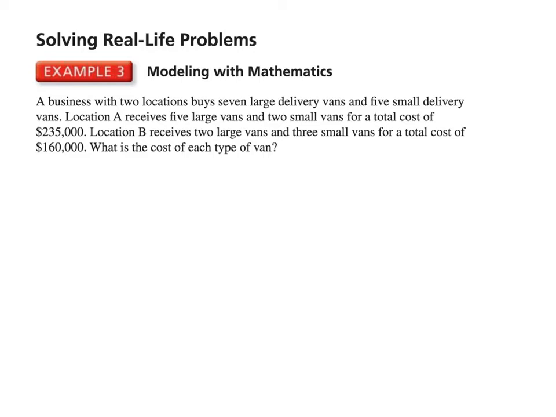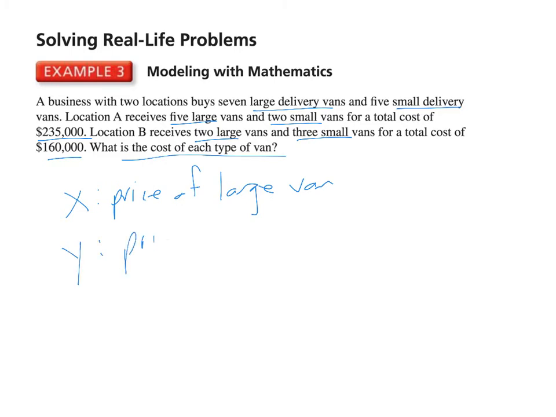Okay, we're working with large vans here and small vans. One scenario is location A, 5 large vans and 2 small. That adds up to 235,000. 2 large vans and 3 small vans adds up to 160,000. It's the price of each van. So we'll call x the price of a large van, and y the price of a small van.